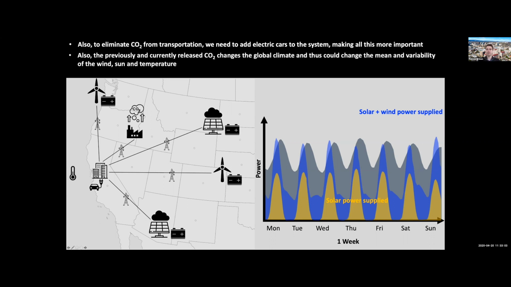Another thing to consider is that all of this CO2 that we've already put into the atmosphere is changing the global climate. It's changing temperature. So it's going to increase demand for air conditioning, for example. That's the obvious one. But it should also change winds and clouds and all that stuff as well.